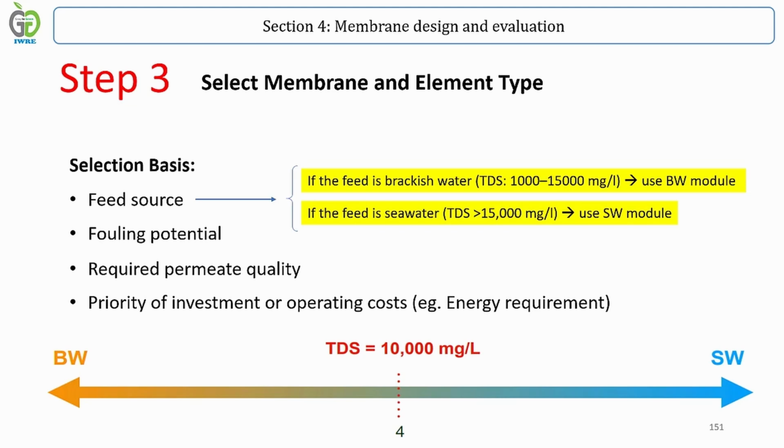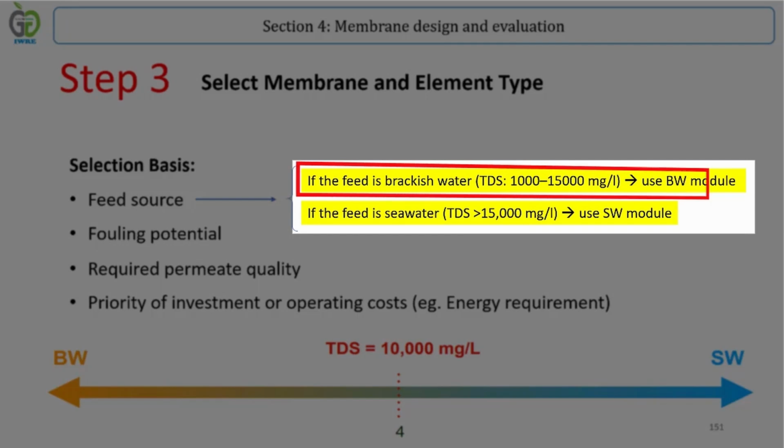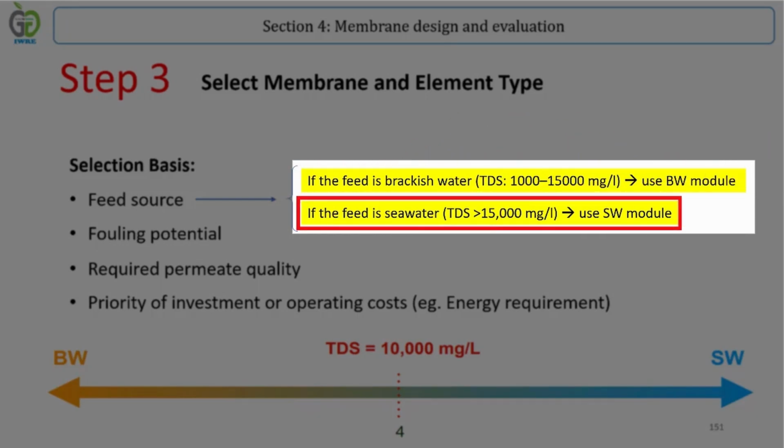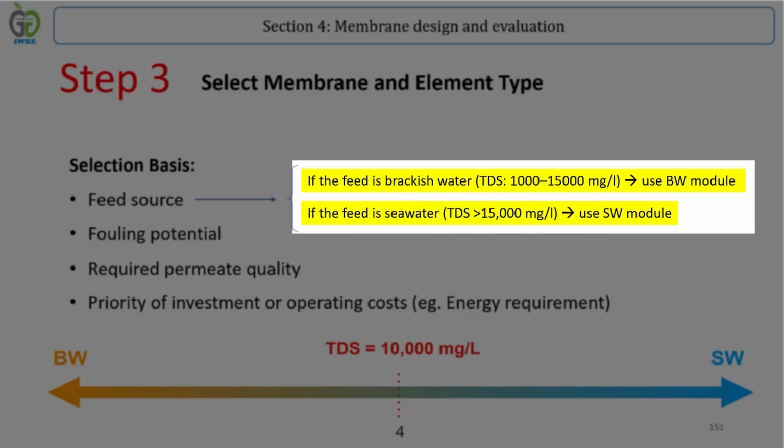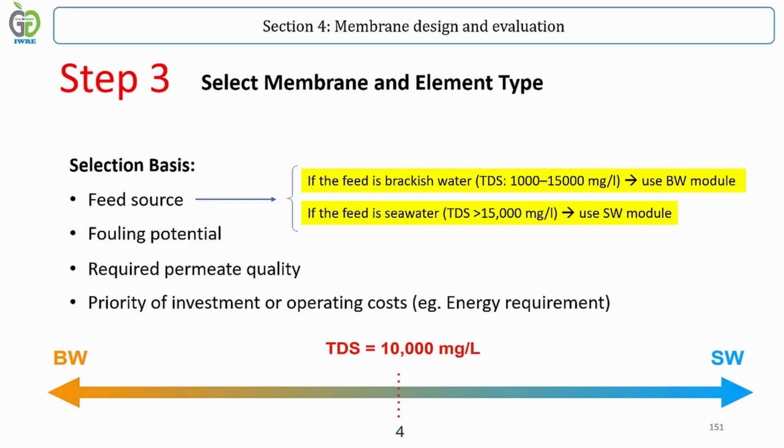Elements are selected according to feedwater salinity, feedwater fouling tendency, required rejection and energy requirements. The first factor that has to be considered is the feed source. If the feed is brackish water, BW modules must be selected. If the feed is seawater, SW modules must be considered. As an indicator, TDS for brackish water is between 1000 to 15,000 mg per liter and in seawater is bigger than 15,000 mg per liter. We will discuss it more in the next slides.